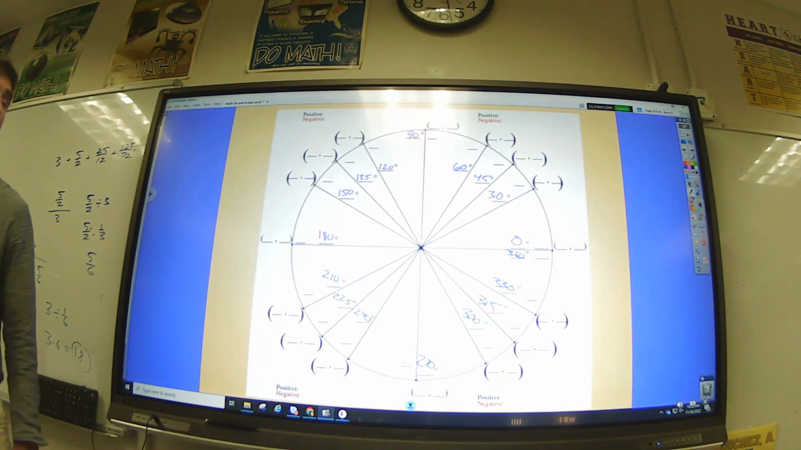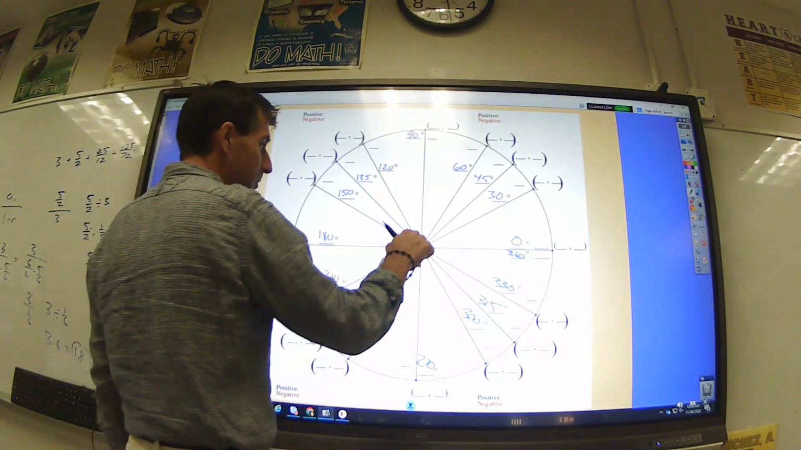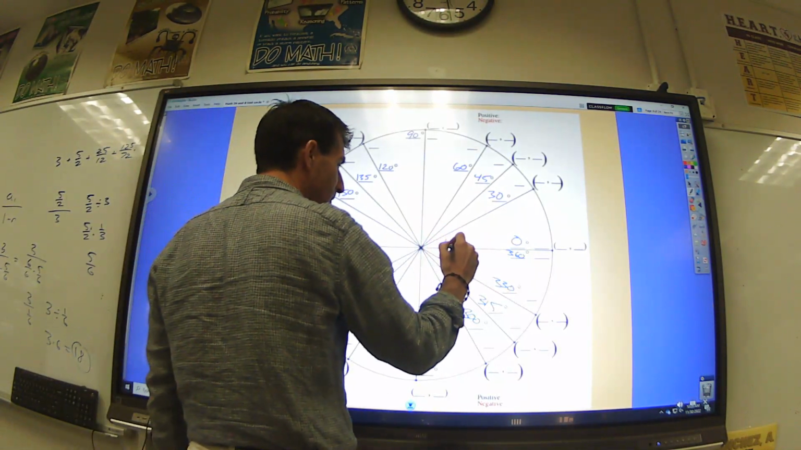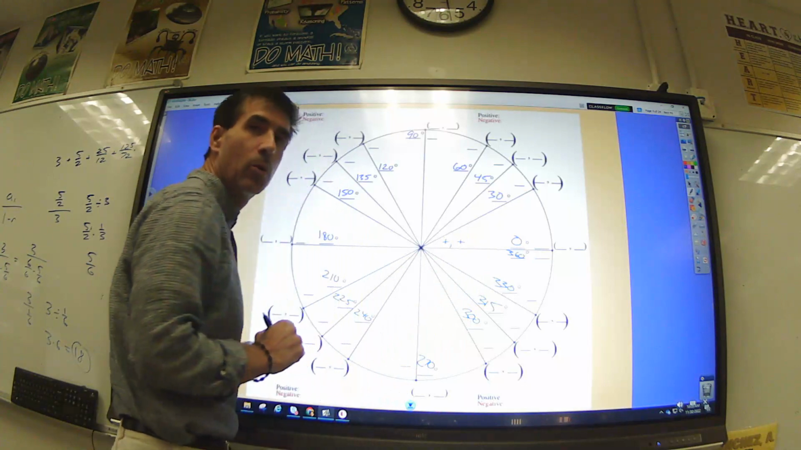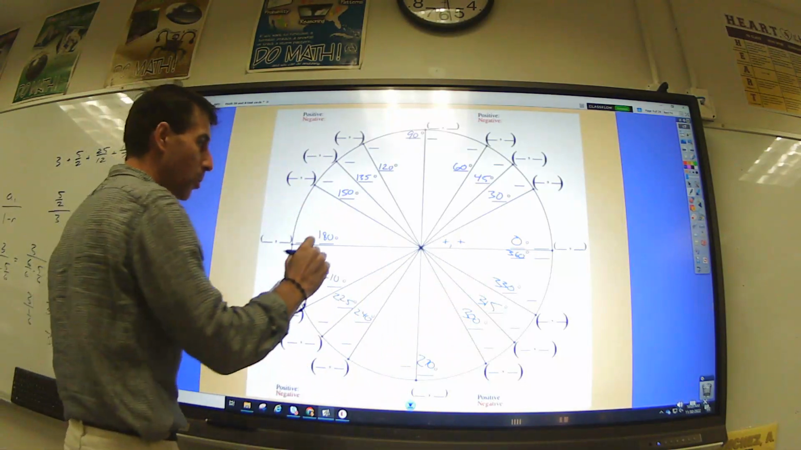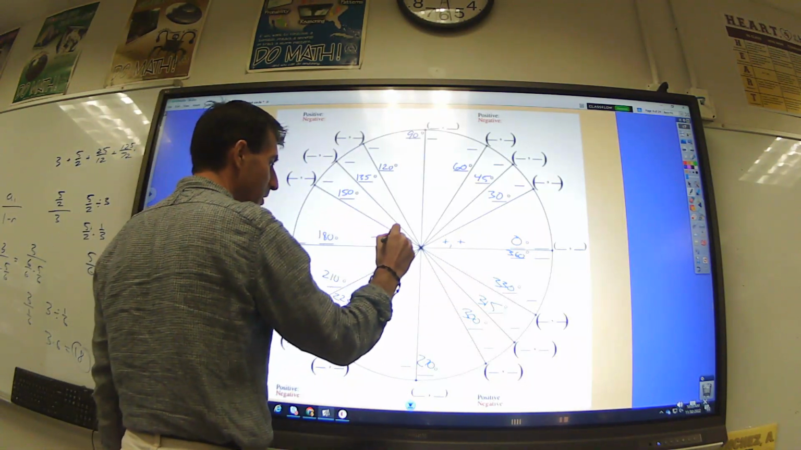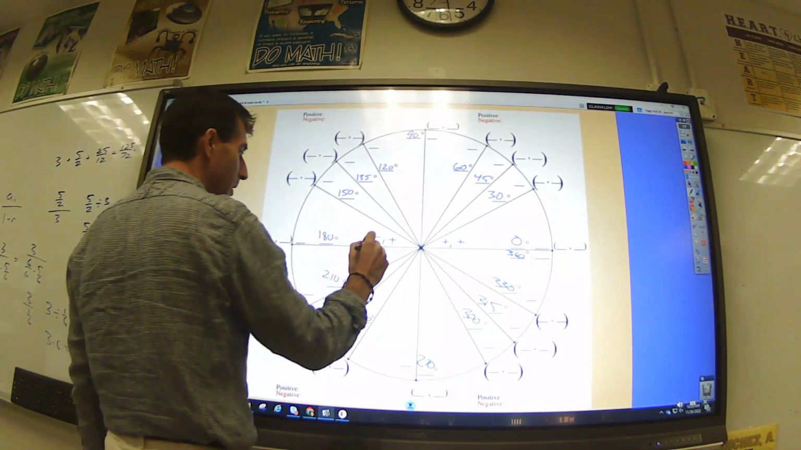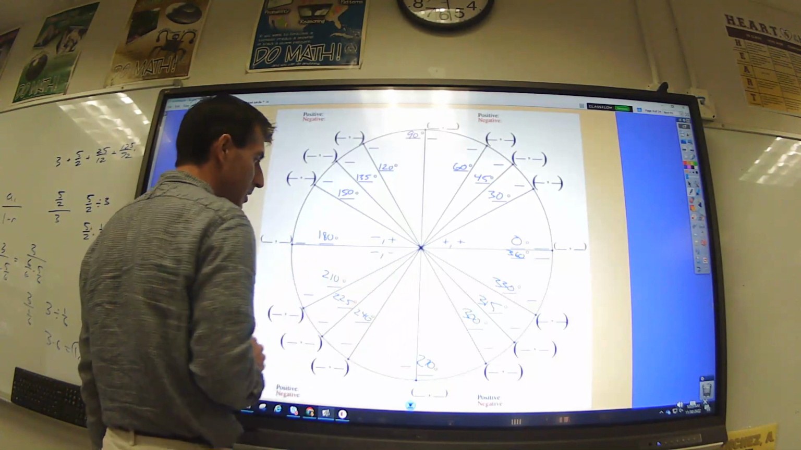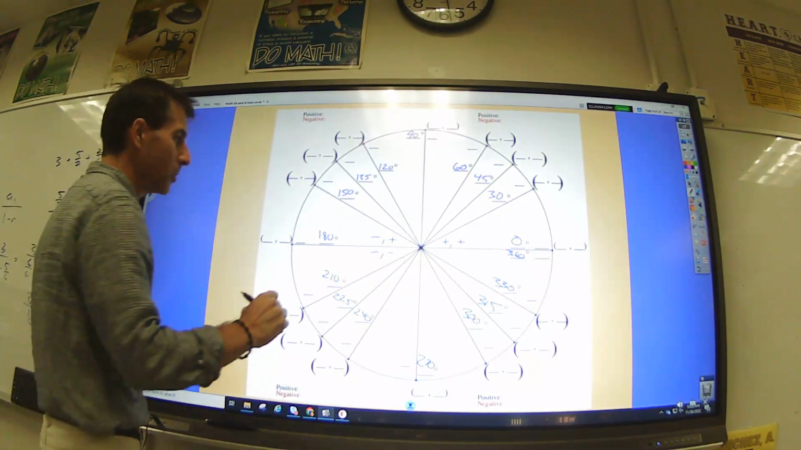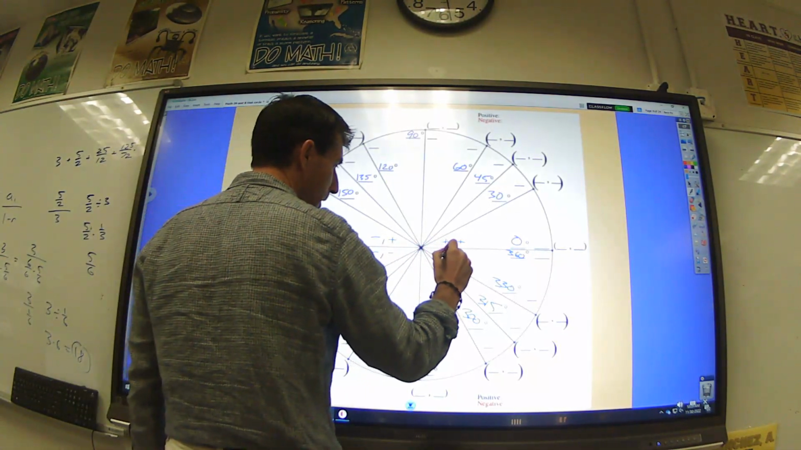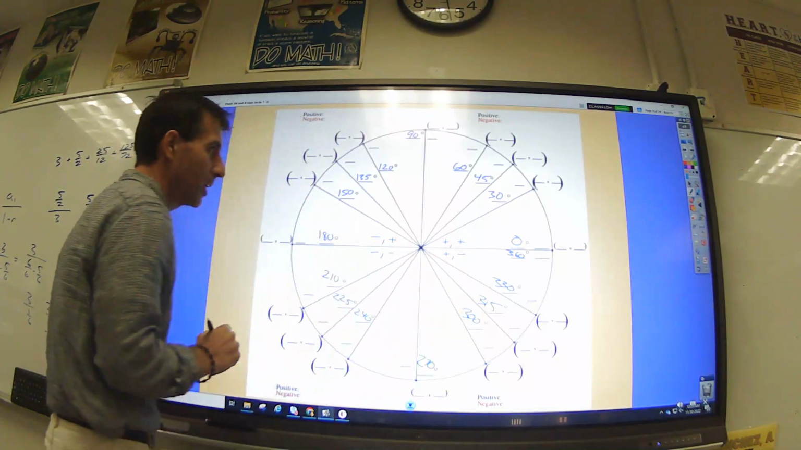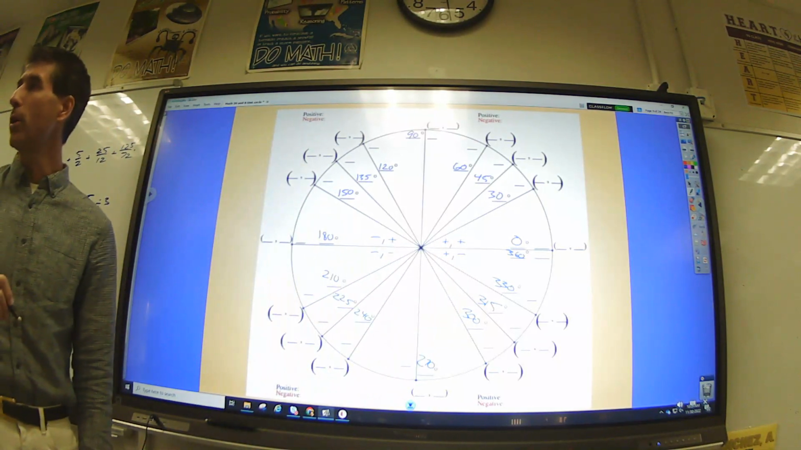Okay, let's look at the signs. In the first quadrant, x is positive and y is positive. In this quadrant, x is negative, y is positive. In this quadrant, x is negative, y is negative. In this quadrant, x is positive, y is negative. Okay, cool. Let's do the coordinates.